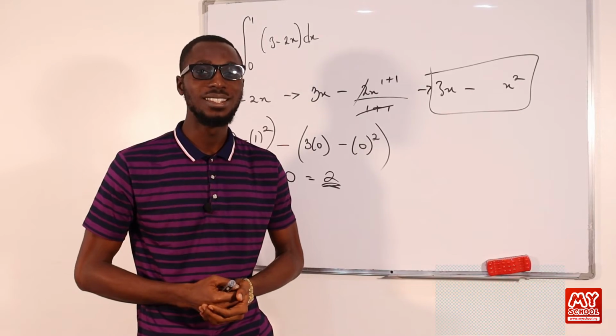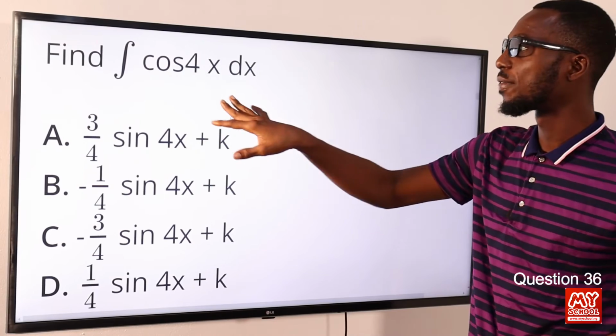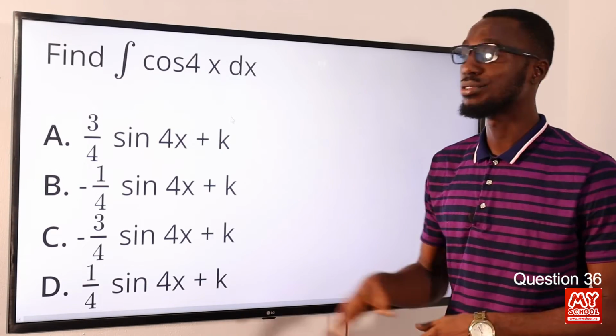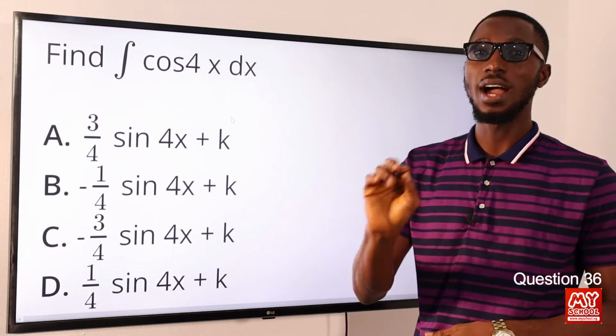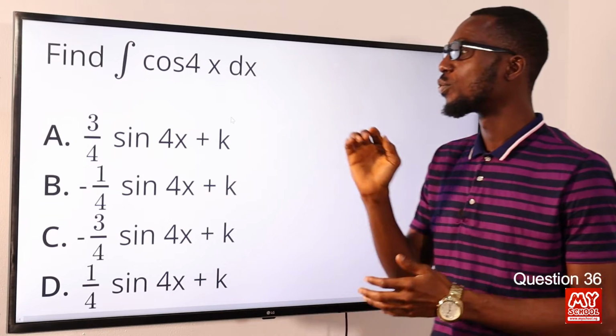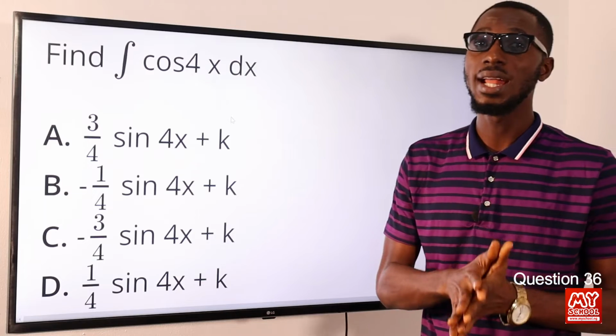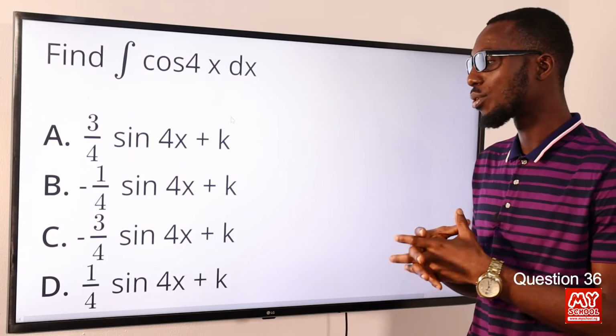Question 36, we have find the integral of cos 4x dx. Okay, so when you integrate this, remember this: when you integrate sine x, you will have minus cos x. So when you integrate cos x, you are going to have sine x plus constant.